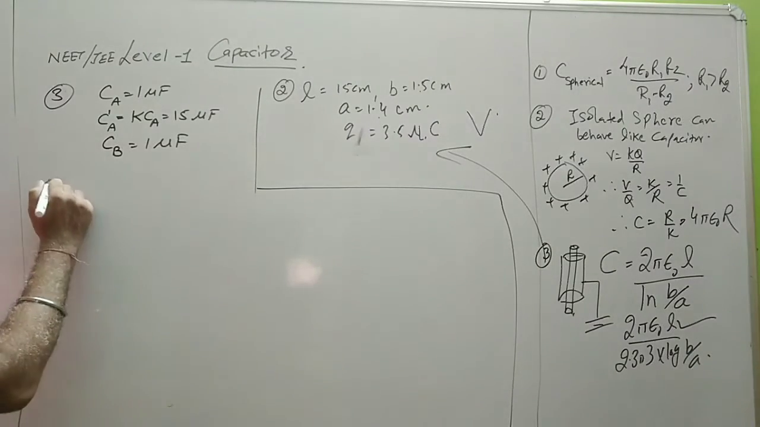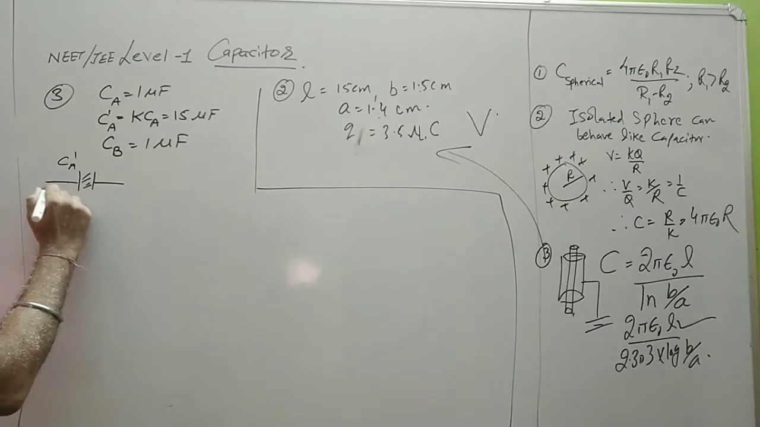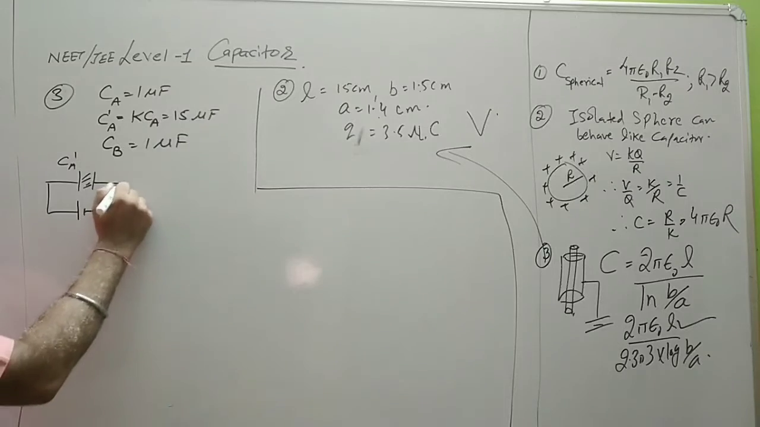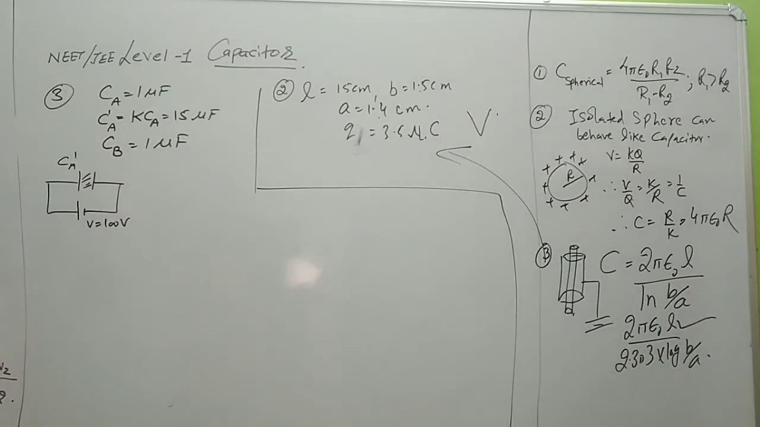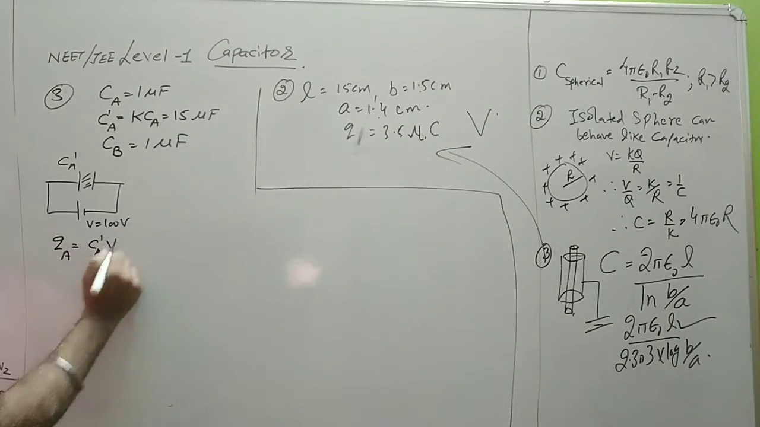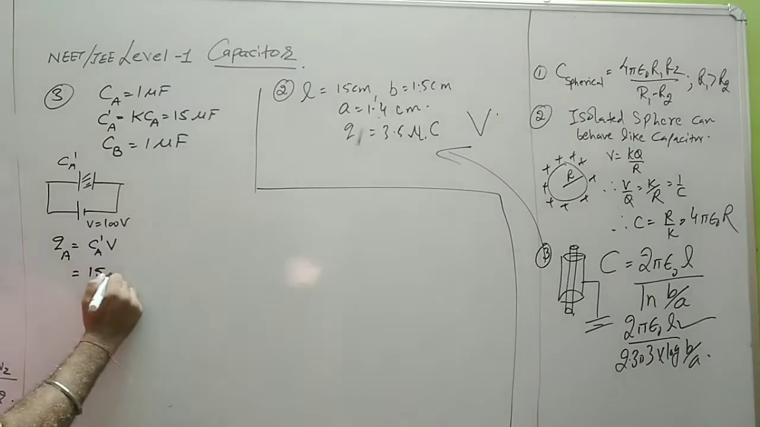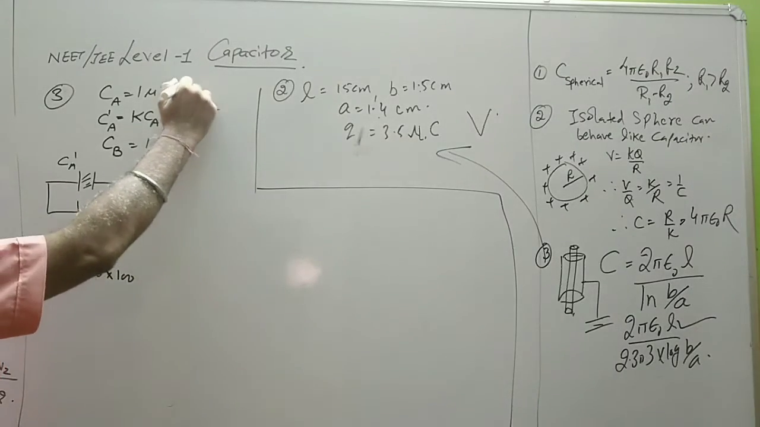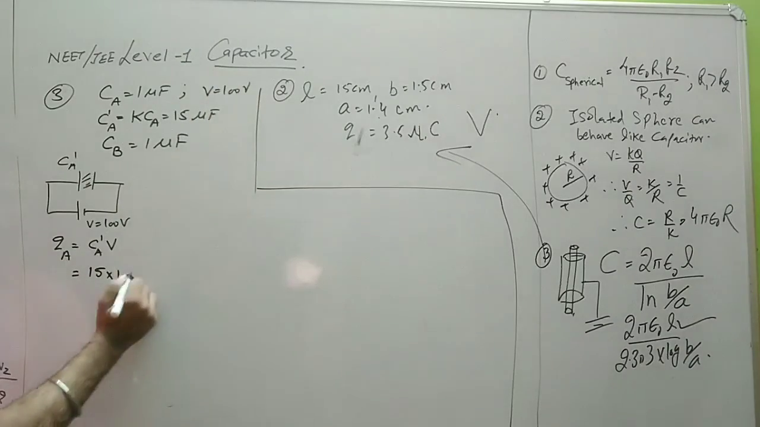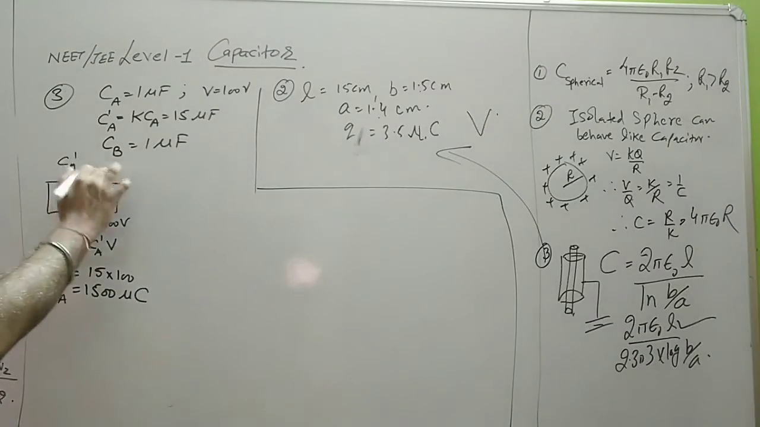So see the situation. First capacitor, when the dielectric is introduced, it is charged with the potential of 100 volt. So I can easily find out the charge deposited on it. That charge deposited on it will be CA dash into V, that is equal to 15 micro into 100. Both are being charged with a voltage of 100. So this is equal to 1500 microcoulomb. This is the total charge deposited on it.